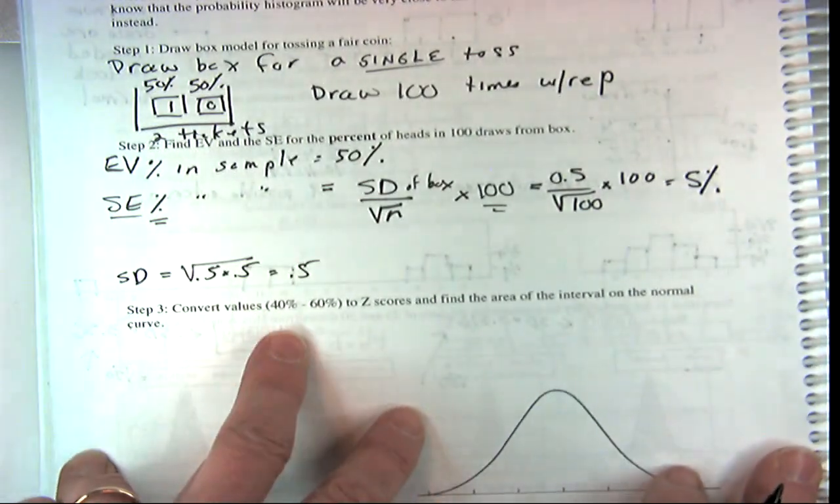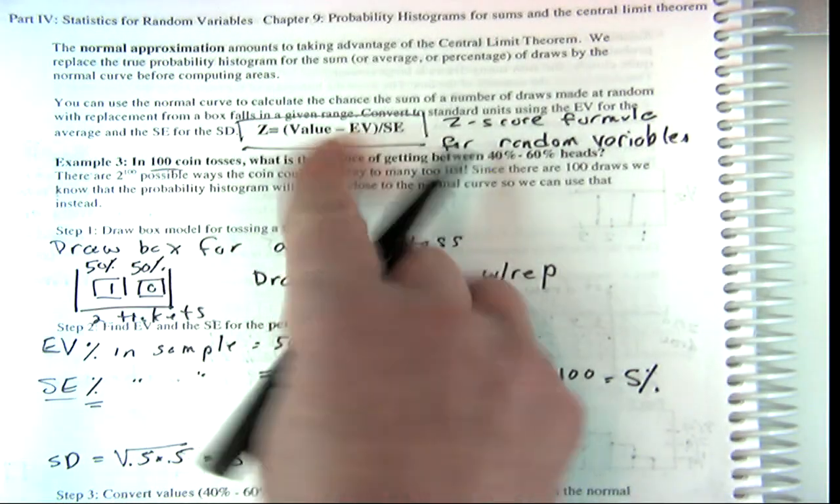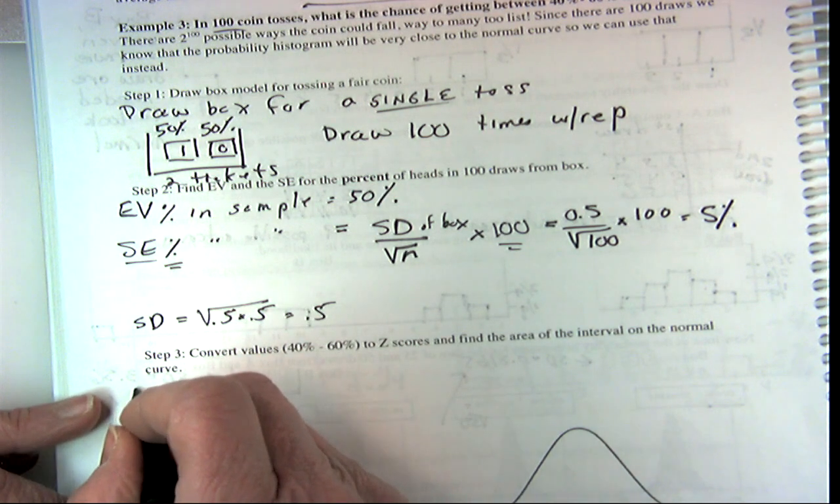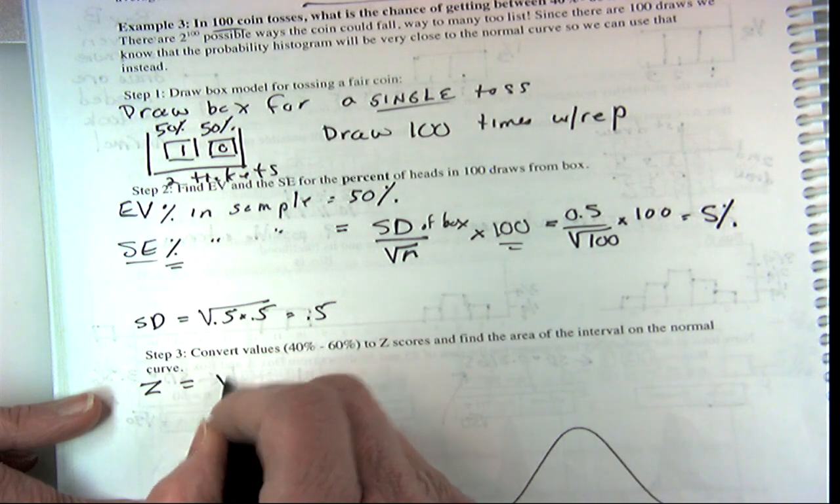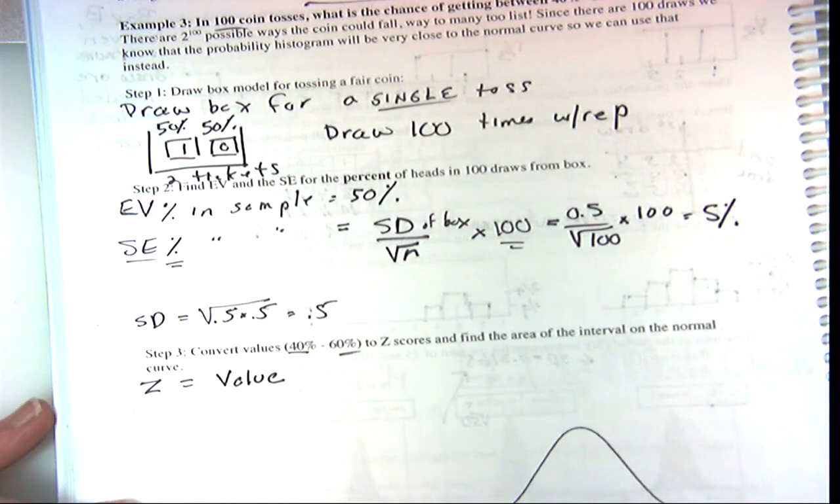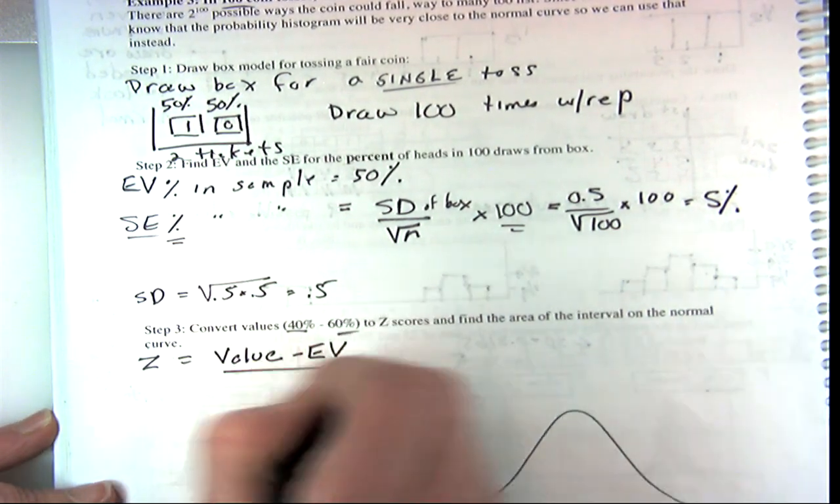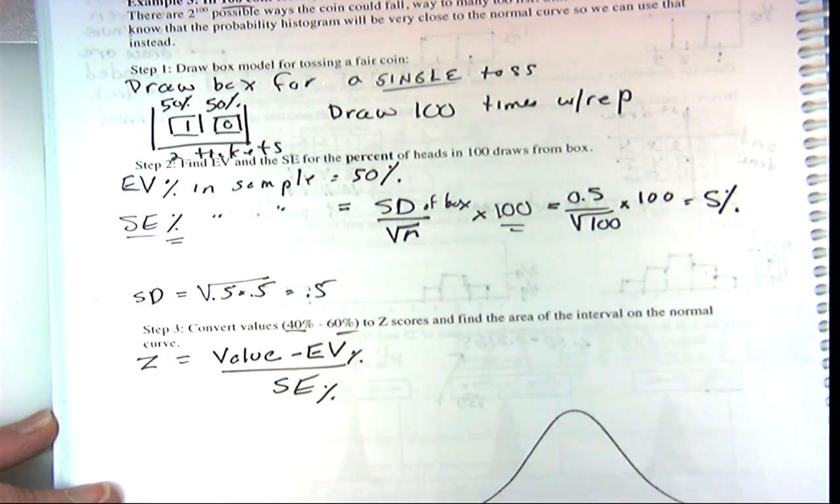All right. Now we want to convert these to a z-score. We're just going to use this formula, right? So for 40%, what is it? Z is going to be our value, which is either 40 or 60, minus our expected value, always over our standard error. And since we're talking about percents, it's going to be for our sample percent, right?